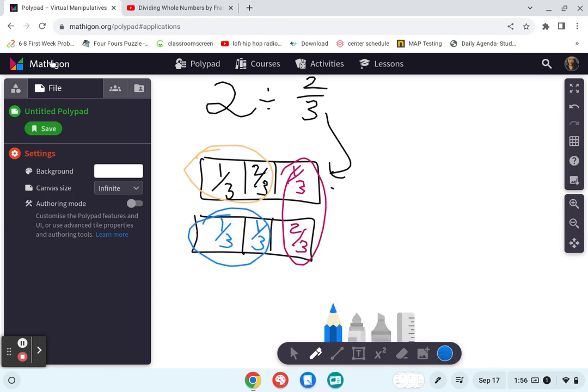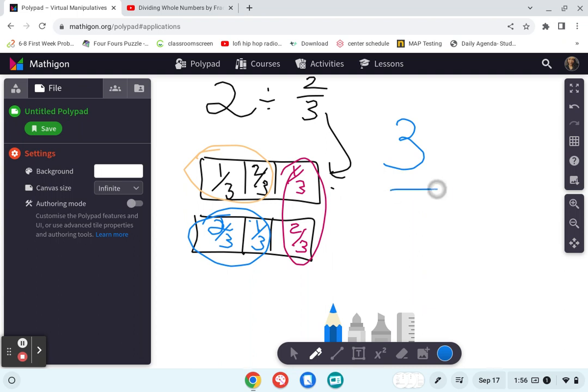How many groups of 2/3? I'm sorry, 1/3 and 2/3. How many groups of 2/3 do I have in 2? I have 3 groups of 2/3 in 2. I only have 2 wholes, but I need to figure out how many 2/3 I can pull out of those 2 wholes. Oh, you can pull 3. Let me tell you when this is important.